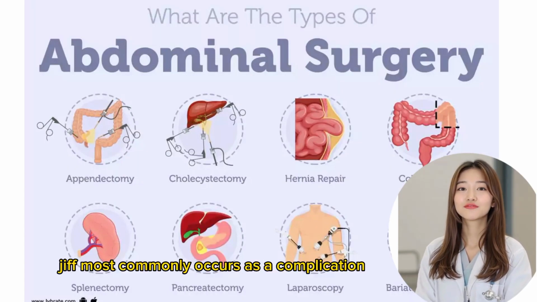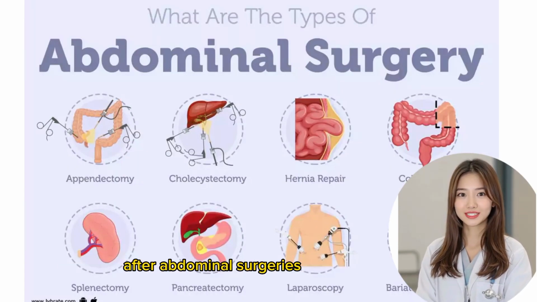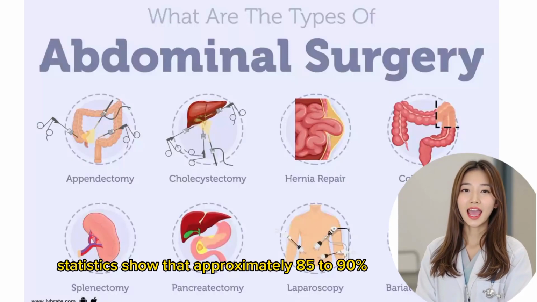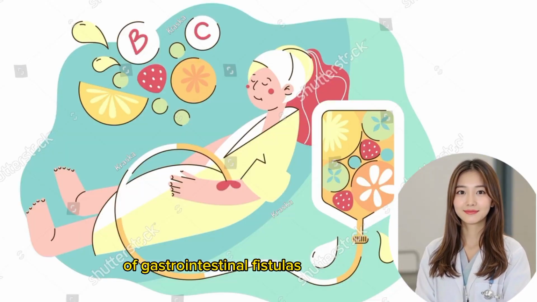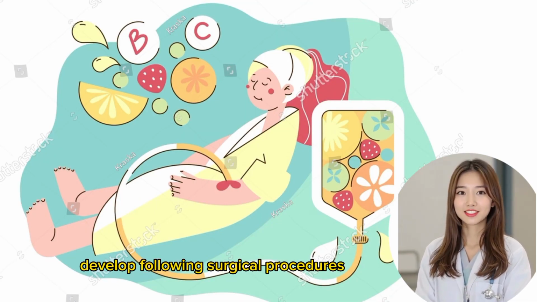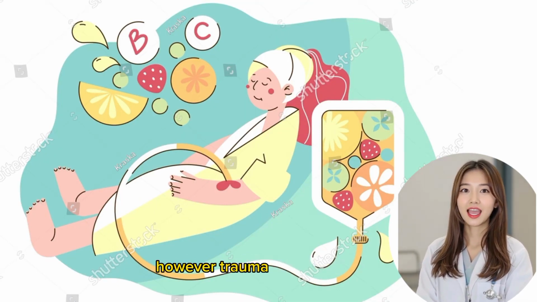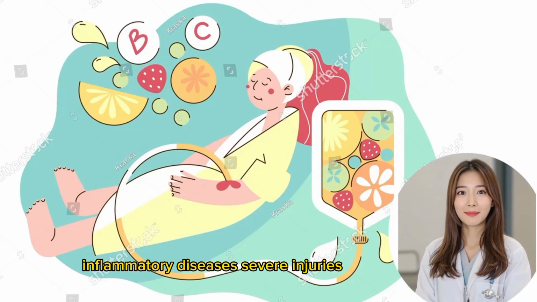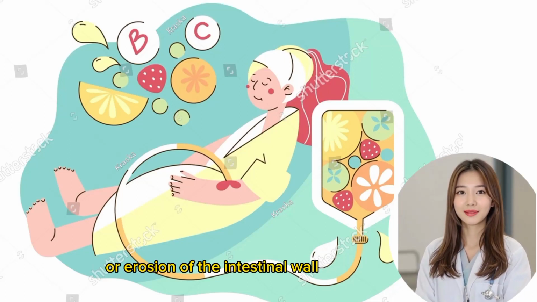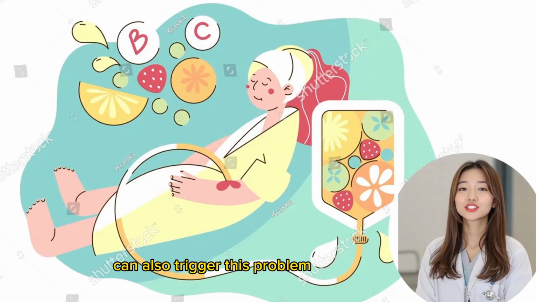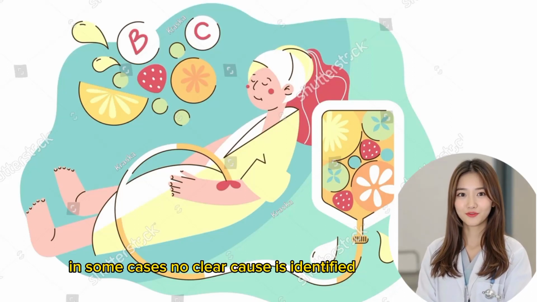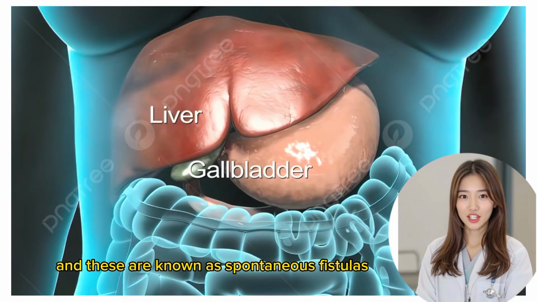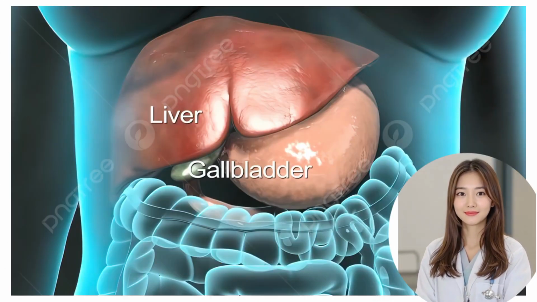GIF most commonly occurs as a complication after abdominal surgeries. Statistics show that approximately 85 to 90% of gastrointestinal fistulas develop following surgical procedures. However, trauma, inflammatory diseases, severe injuries, or erosion of the intestinal wall can also trigger this problem. In some cases, no clear cause is identified, and these are known as spontaneous fistulas.